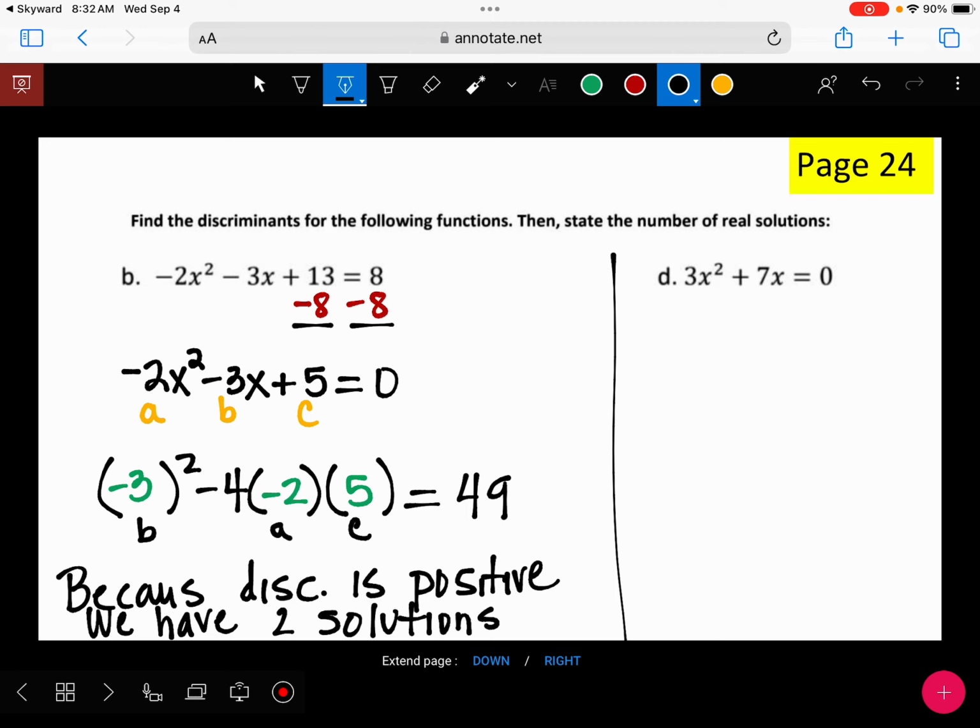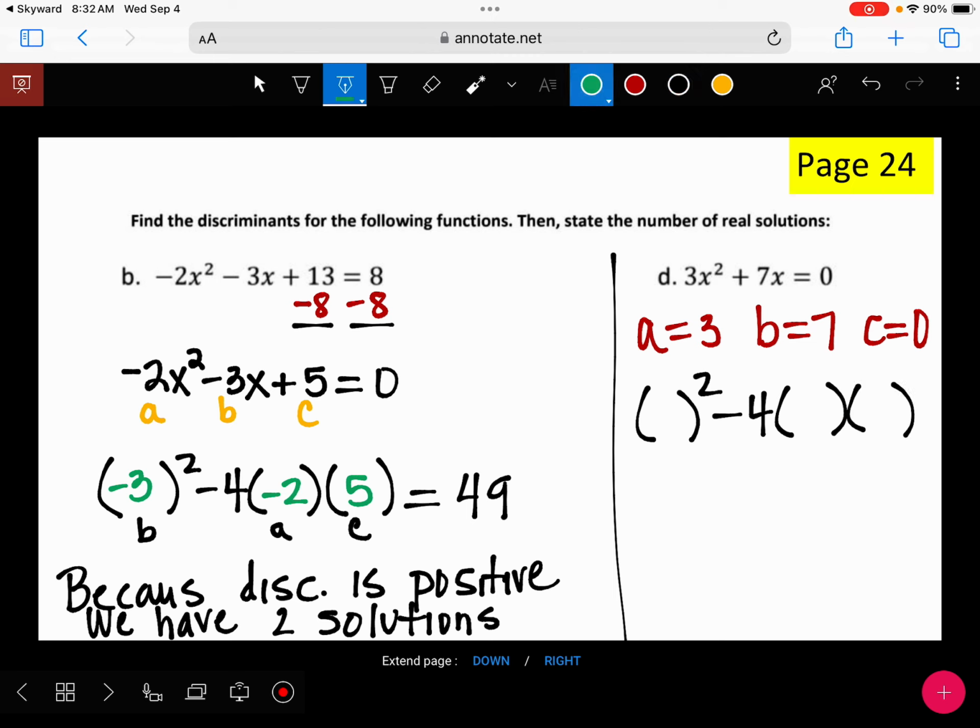All right, last one. A is 3. B is 7. What do you think C is for this one? 1. No. If you don't see a C value, that means it's what? 0. Yep. That's a good guess, though, because a lot of times it is 1, except for C. C can be 0. So that was kind of a trick question.